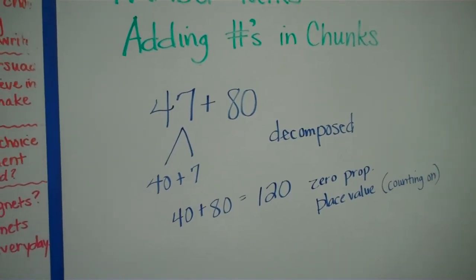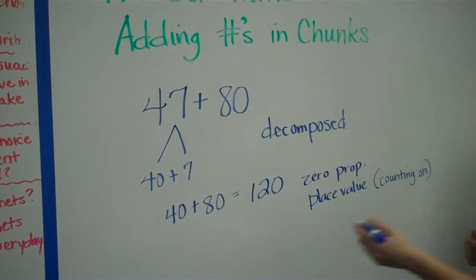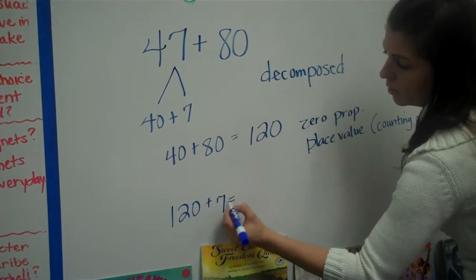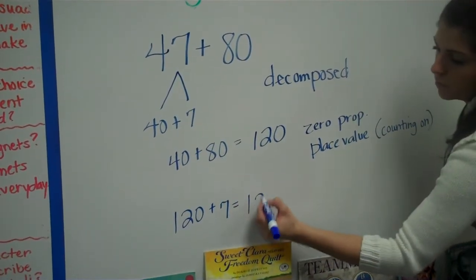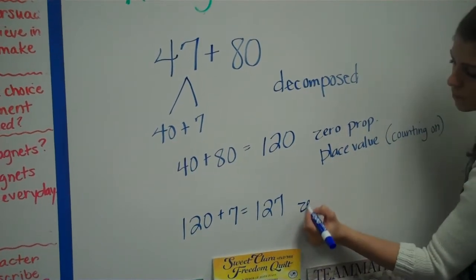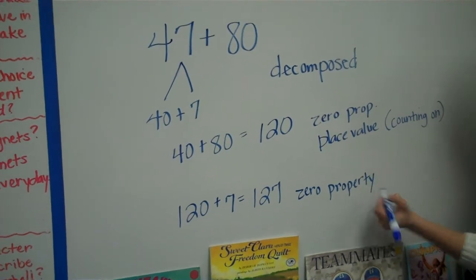All right, and then what? And then I had the 7 left over, so I did 120 plus 7. Okay. That equaled 127. Very good. And what did you use to solve that part of the problem? Zero property. And is that your final answer?